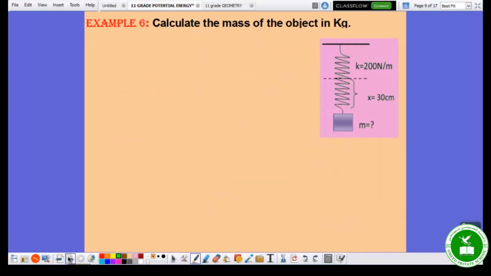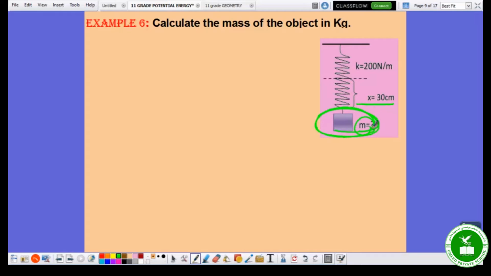Now let's solve one example related to Hooke's law. Example number 6: calculate the mass of the object in kilogram. You see here one spring is there and a mass is hanging. How much will be the mass of the object in order to stretch the spring by 30 centimeter? To stretch this spring by 30 centimeter, how much mass should we hang here?